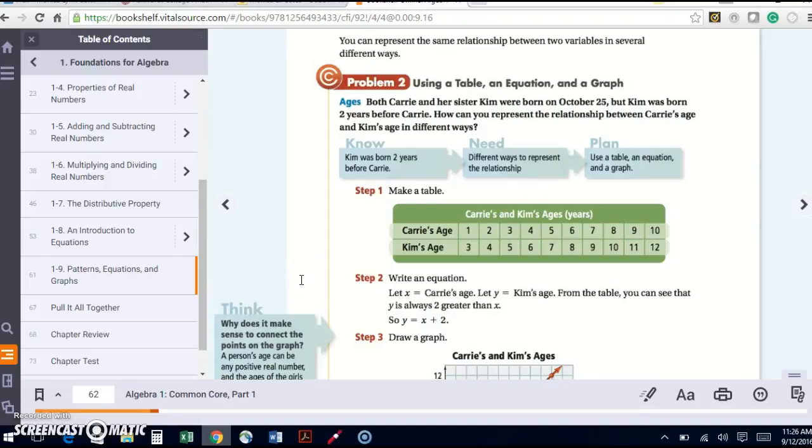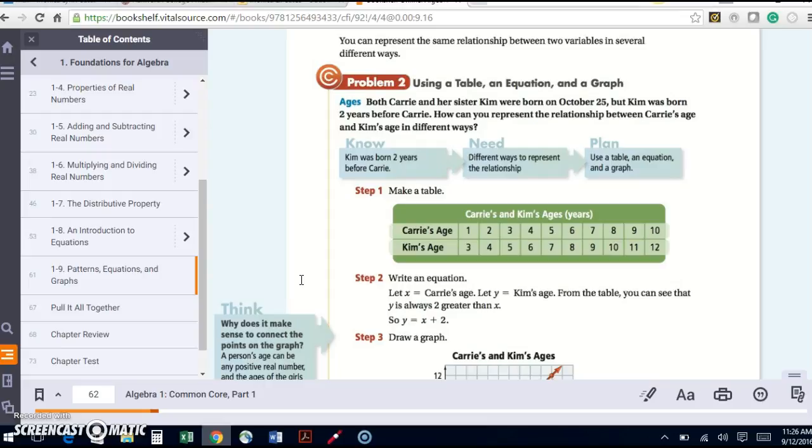Okay, we're taking a look at problem 2 using a table, an equation, and a graph. So we have both Carrie and her sister Kim were born on October 25th. Wow. But Kim was born 2 years before Carrie. How can you represent the relationship between Carrie's age and Kim's age in different ways?